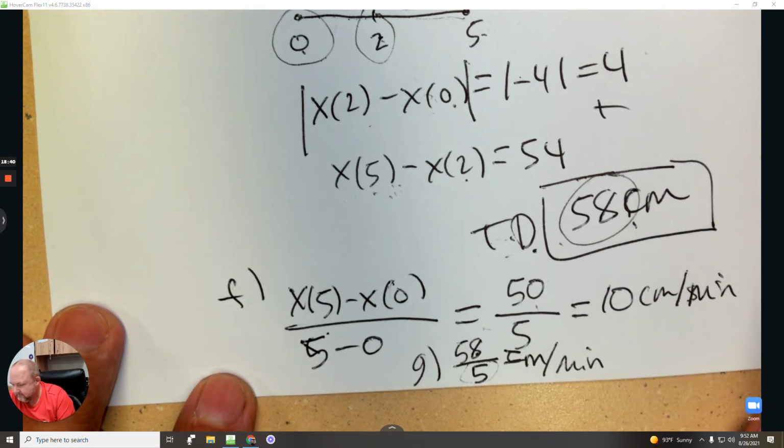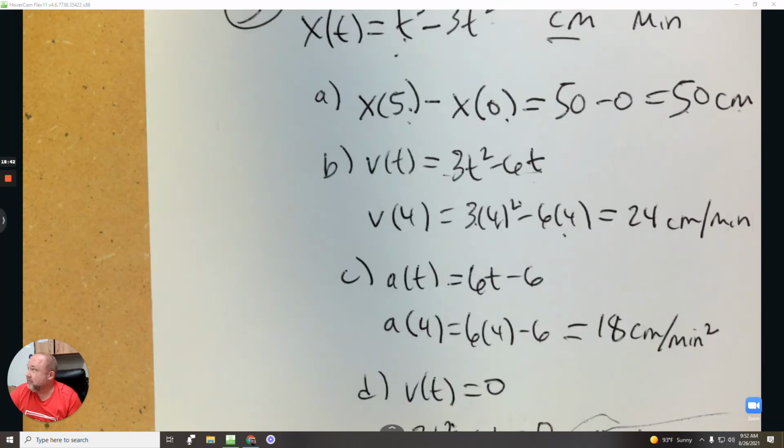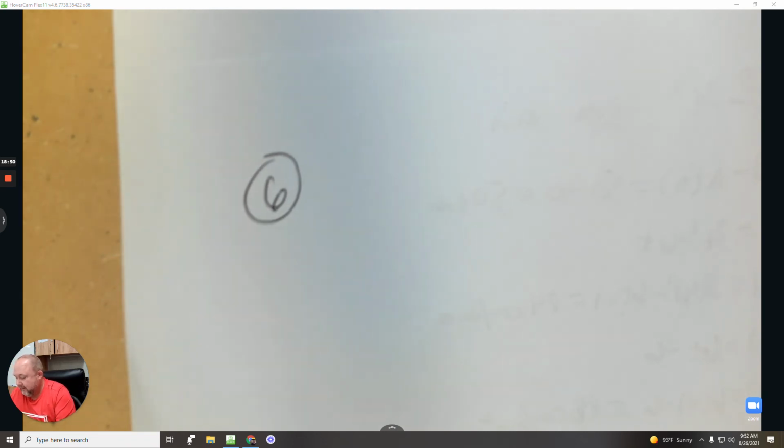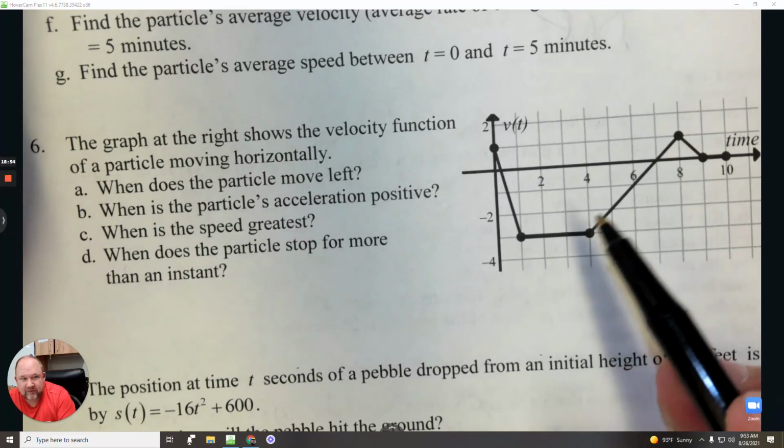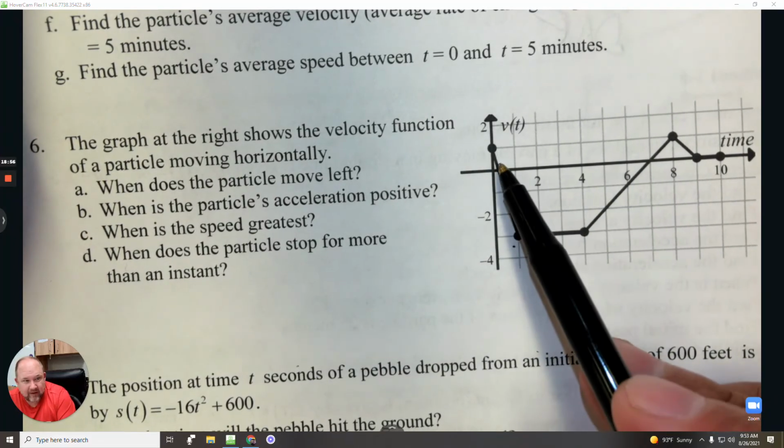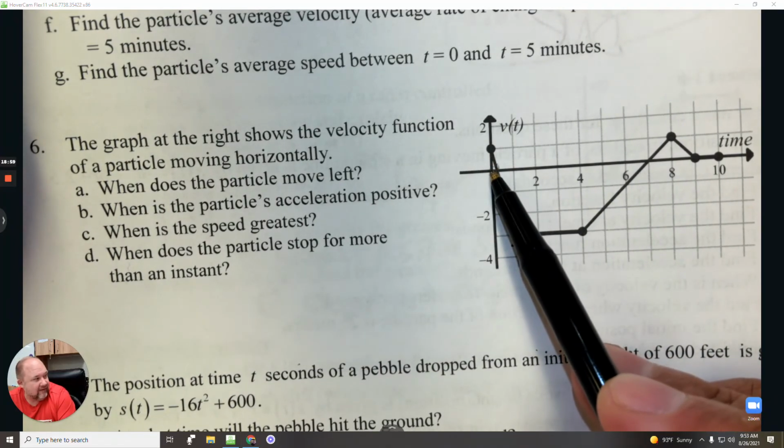Two different things. Alright, number 6. See if I have time. This is probably my last one for this video. The graph at the right shows the velocity of a function. When does the particle move left? So for velocity, it moves left when it's negative. So I need to know when is it negative here.